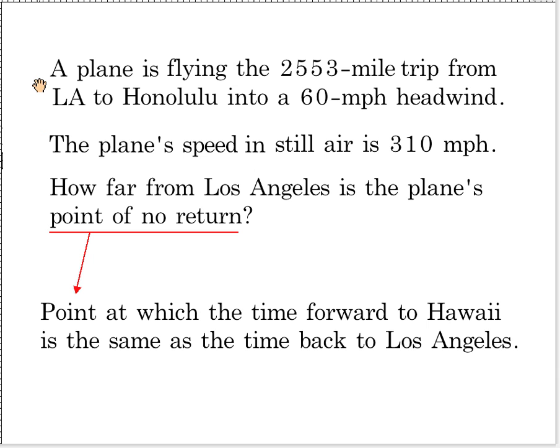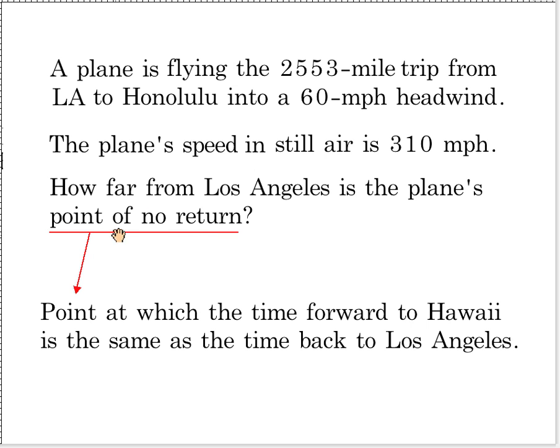Now, here is the problem. It says a plane is flying a 2,553-mile trip from Los Angeles to Honolulu into a 60 mile per hour headwind. And it says that the plane's speed in still air is 310 miles per hour. And they ask us to find how far from Los Angeles is the plane's point of no return. In other words, they're asking for a distance. They want to know how far from Los Angeles is this plane's point of no return.